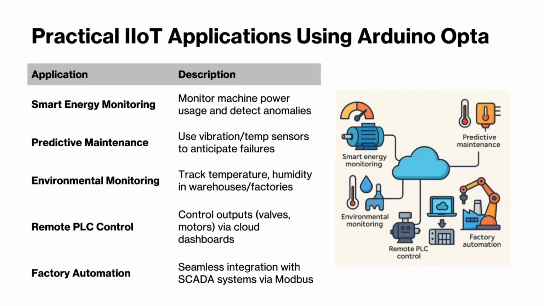OPTA is equally useful in safety systems, for example shutting down machinery or sounding an alarm if hazardous levels of gas or heat are detected. It can also be used for inventory and environmental logging, tracking storage conditions in warehouses to ensure compliance. The key takeaway from this is that OPTA is not limited to one function. It is a versatile device that can be customized for many use cases, combining local control with cloud analytics to deliver smarter, safer, and more efficient operations.